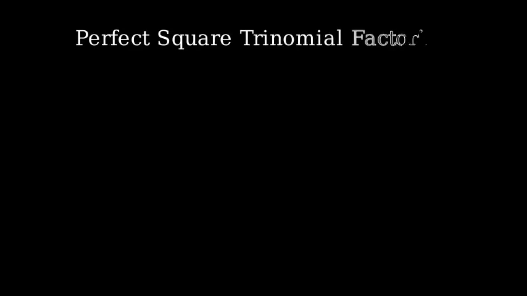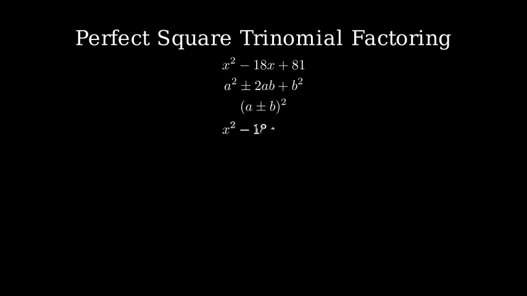Welcome. Today we'll learn how to factor the quadratic expression x squared minus 18x plus 81 by recognizing it as a perfect square trinomial. A perfect square trinomial has a special pattern. It takes the form a squared plus or minus 2ab plus b squared, which factors as the square of a plus or minus b. Let's identify the parts of our expression that match this pattern.